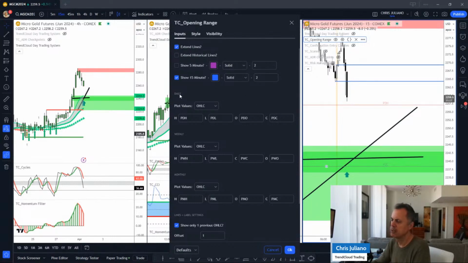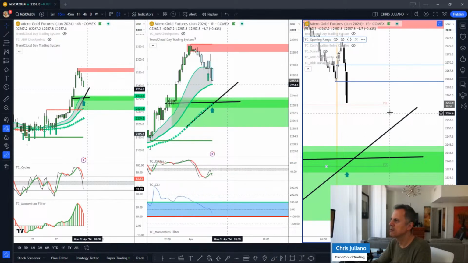And it's going to show me daily, weekly, and monthly. And if you wanted to turn those off, you can just go off. Maybe you don't want to see the monthly and the weekly. Just turn those off. And now you'll only see the daily open, high, low, close. And there you go.